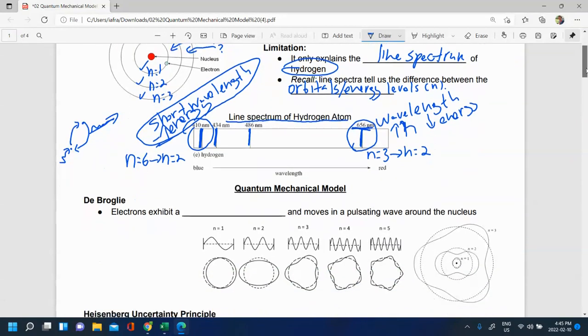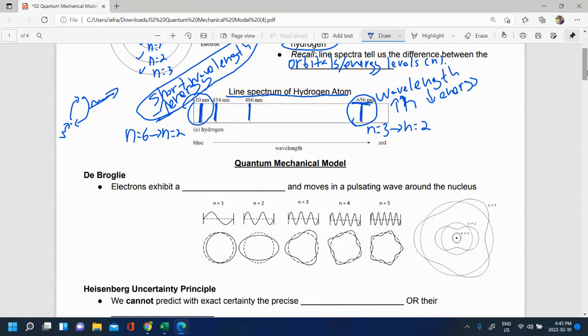To solve that, a scientist named Louis de Broglie comes along and says, I think I can solve that problem. I think I can explain why only certain energy levels exist. And the only way to really solve it is to think of electrons also like a wave. So electrons are said to exhibit wave-like behavior.